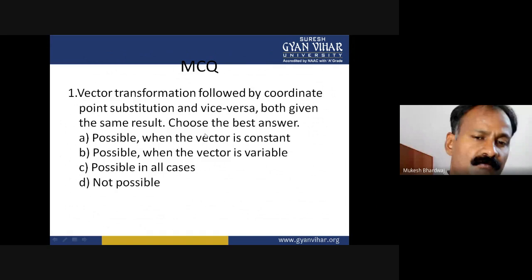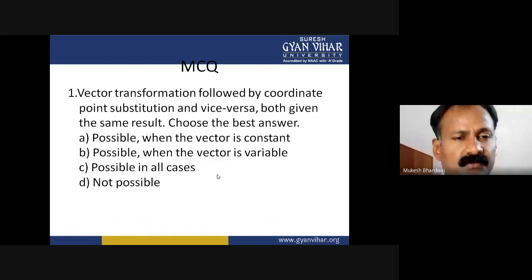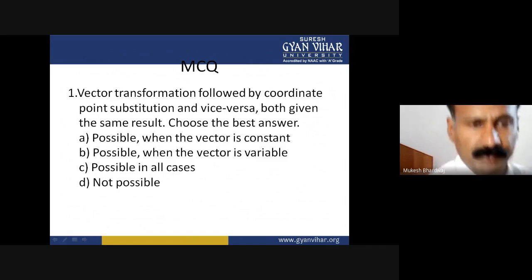Vector transformation followed by coordinate point substitution and vice versa, both give the same result. Choose the best answer: possible when the vector is constant, possible when the vector is variable, possible in all the cases, not possible. So choose the right answer.